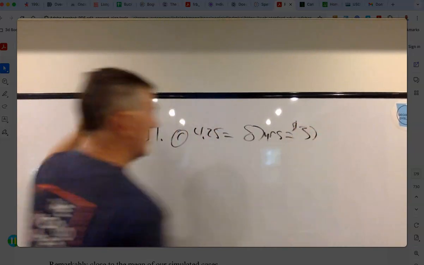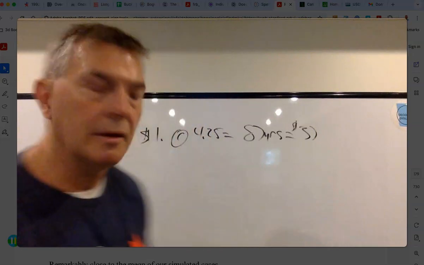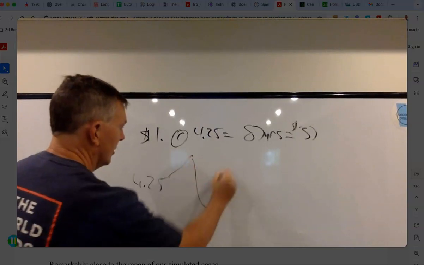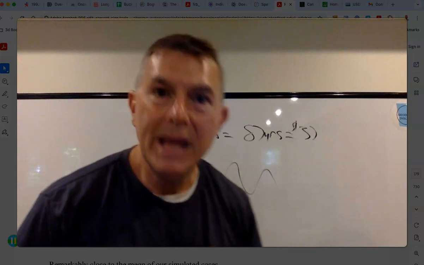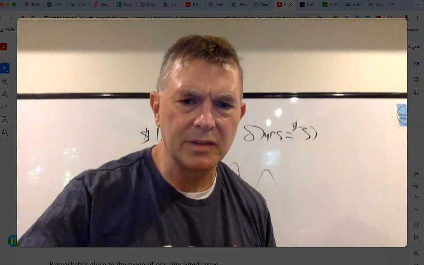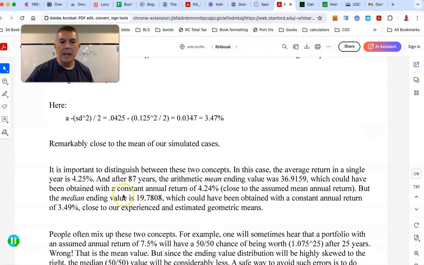However, that 4.25% isn't every single year. It goes up, it goes down, it goes up, it goes down. So when we actually look at the median rate of return, that $1 grew to, I think it was 19 bucks. Hold on a second. The median rate of return grew to $19.78. Why is that important?